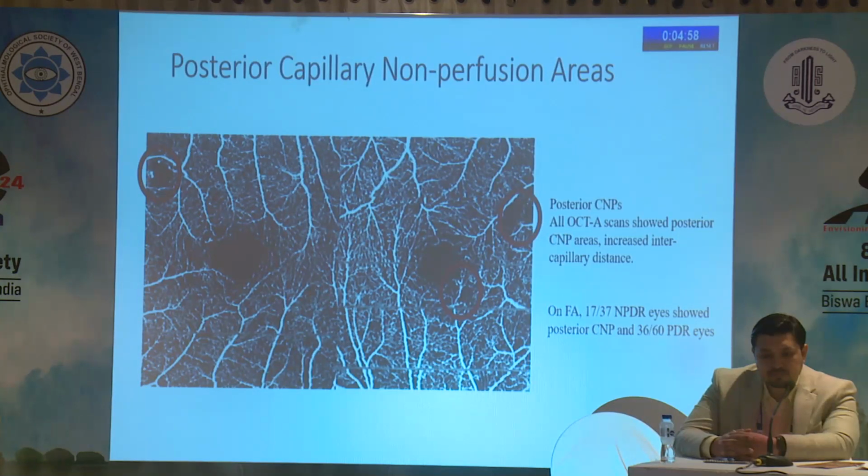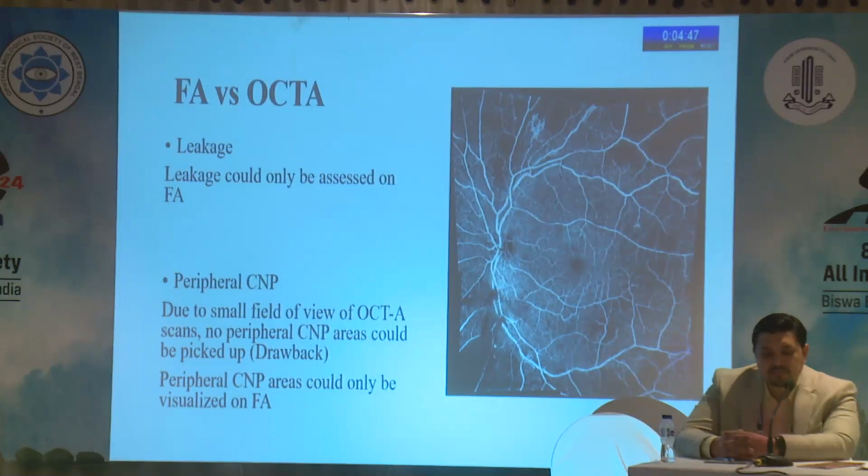So again in our study, we found that in NPDR we had a lesser number of eyes with posterior CNPs, and as we go on to PDR we had a higher number of eyes with posterior CNPs. Now leakage is something which gives a huge advantage in patients with diabetic retinopathy.